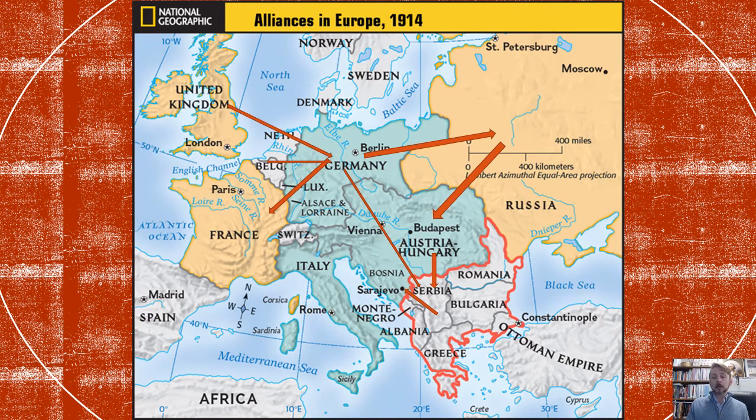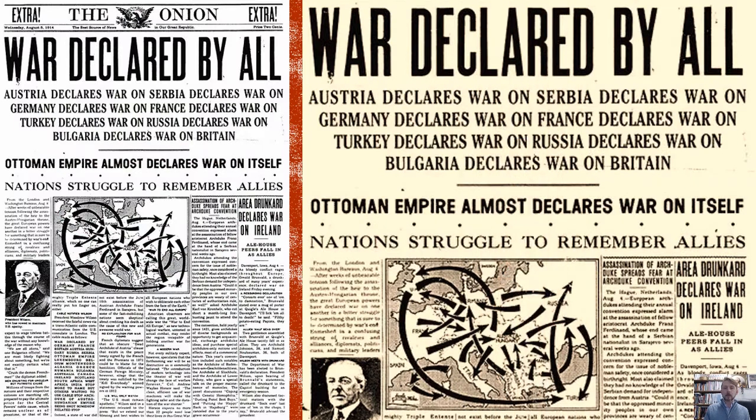I like, on the next slide, how The Onion puts it. Austria declares war on Serbia, declares war on Germany, declares war on France, declares war on Turkey, declares war on Russia, declares war on Bulgaria, declares war on Britain. Ottoman Empire almost declares war on itself.